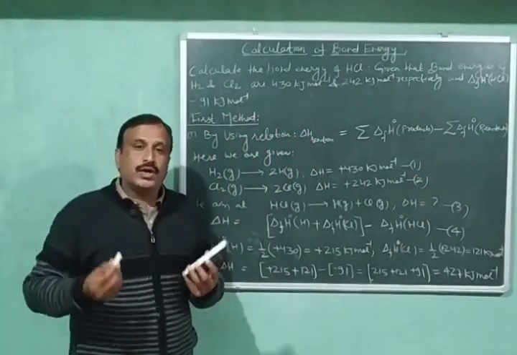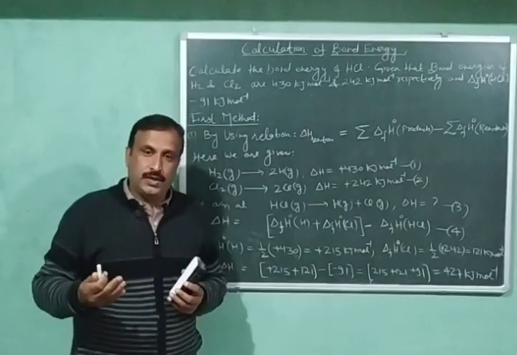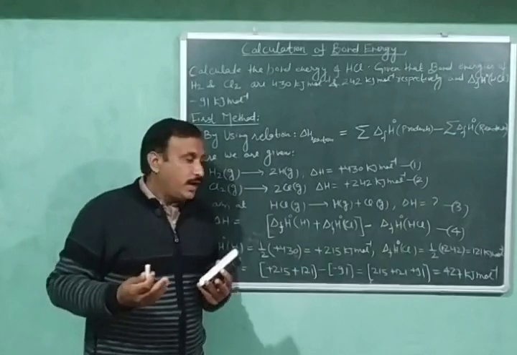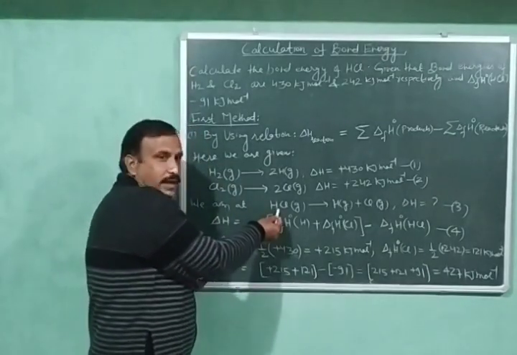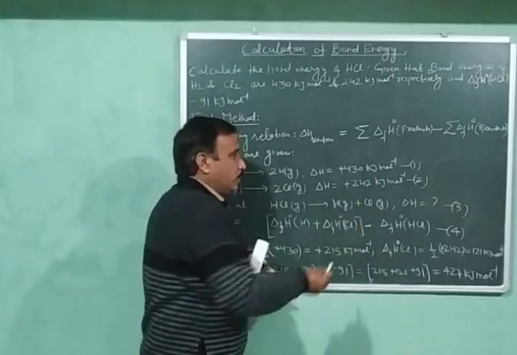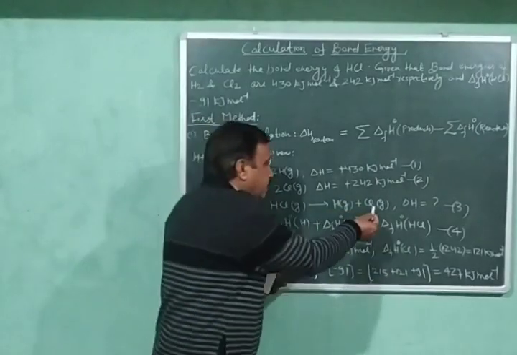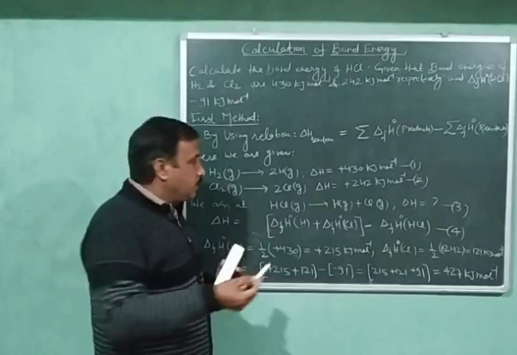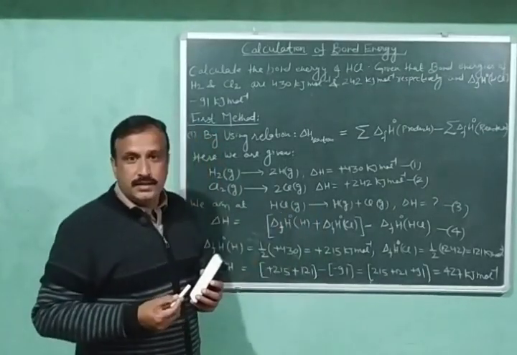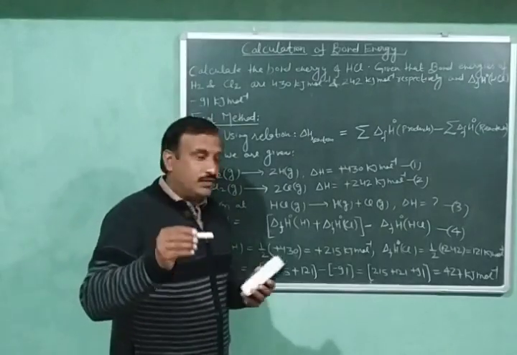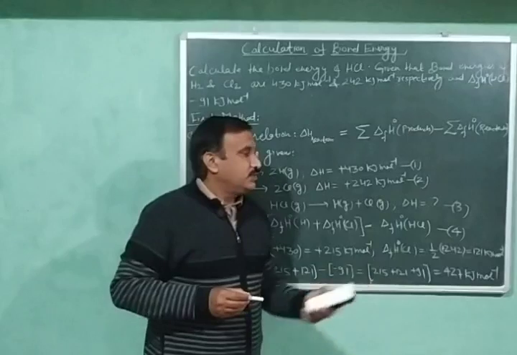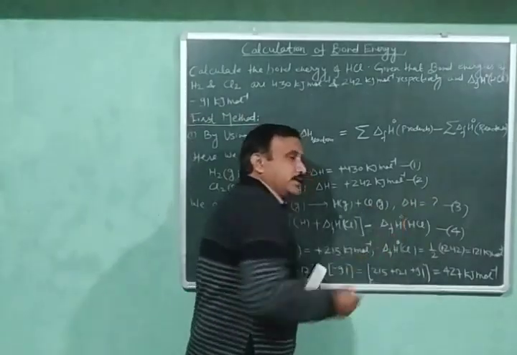And here we want to calculate the bond energy of HCl. The bond energy of HCl will be the energy required to dissociate 1 mole of HCl into 1 mole of hydrogen atoms and 1 mole of chlorine atoms, and the energy absorbed during this reaction, that is delta H of this reaction, will be the bond energy of HCl. So we will calculate the delta H of this reaction, and let this be equation number 3.